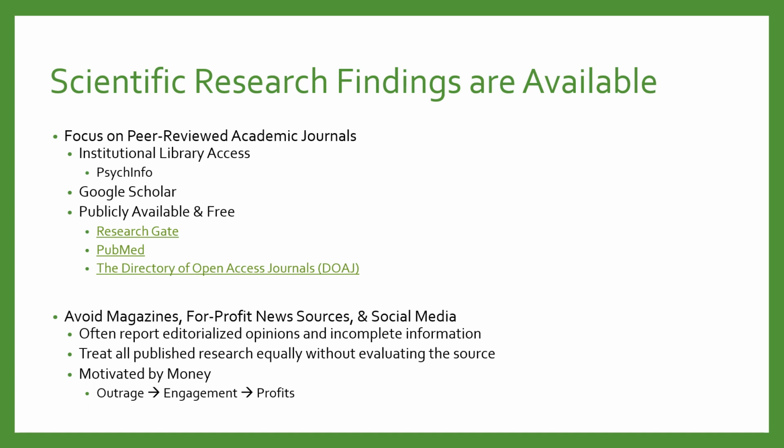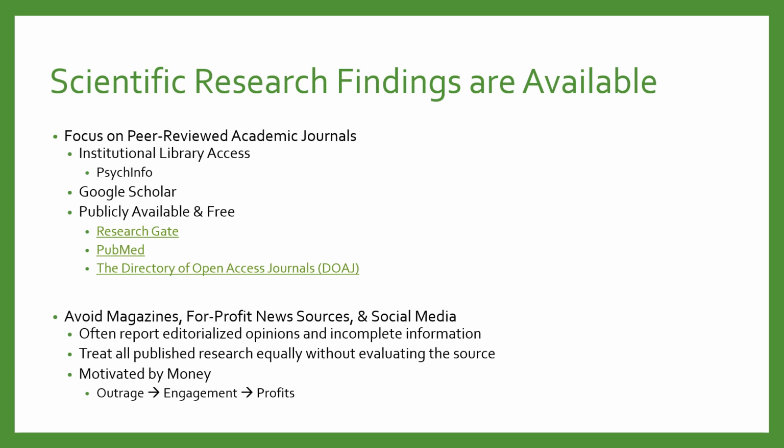So keep in mind that you can get access to solid scientific method-based research by focusing on peer-reviewed academic journals. If you're a student at an academic institution, you have institutional library access, and that is a great place to start when you're doing literature searches. Google Scholar is also a great source, and there are filters there to filter peer-reviewed versus non-peer-reviewed. And if you're affiliated with an institution, you can log in to Google Scholar and add your library credentials, and you can get those journal articles for free through your institutional access.